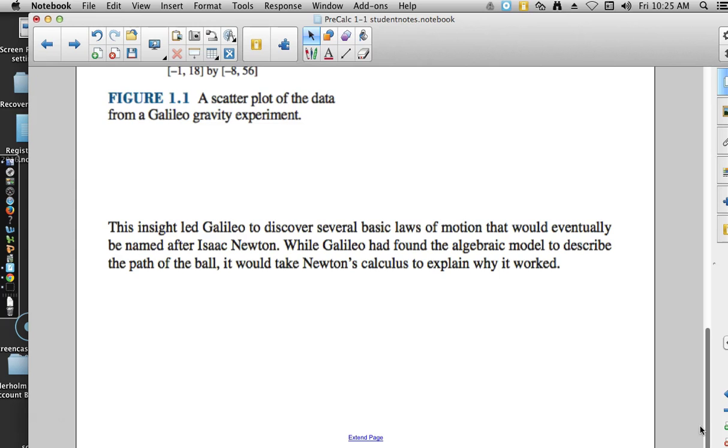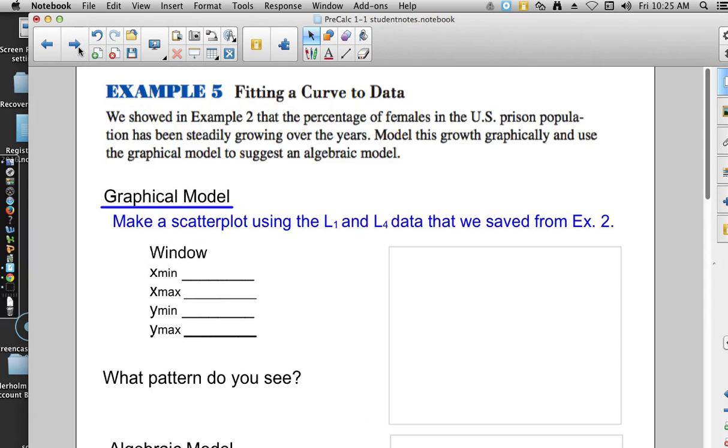So on the next page, we already have this data in. I think we can make it happen. What we want to do is fit a curve to the data. We showed in example 2 that the percentage of females in the U.S. prison population has been steadily growing over the years. Model this growth graphically and use the graphical model to suggest an algebraic model.